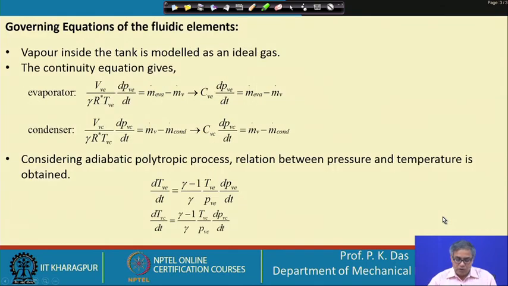Good. The vapor inside the tank is modeled as an ideal gas. This is what we have told earlier and we will follow that. The continuity equation, we will get this kind of a continuity equation.